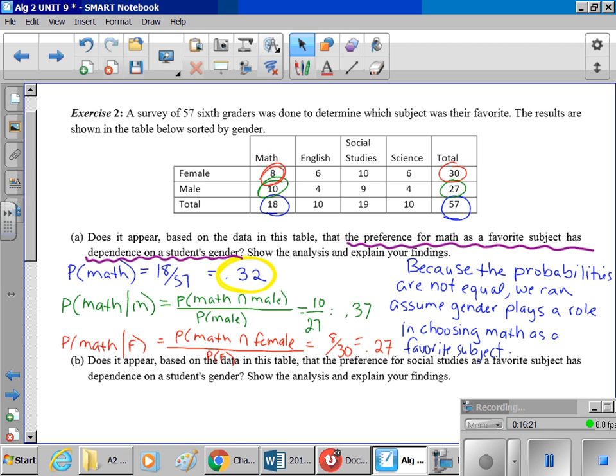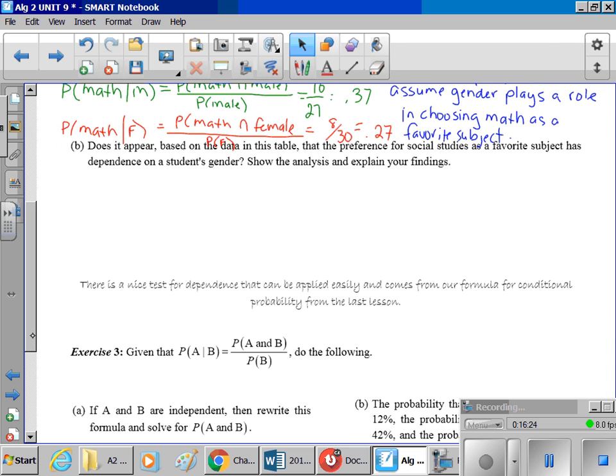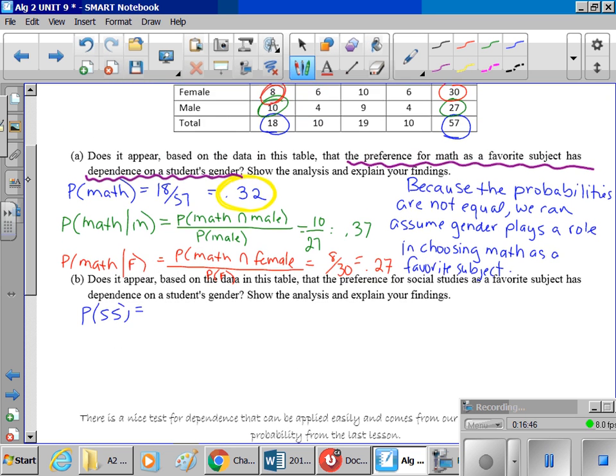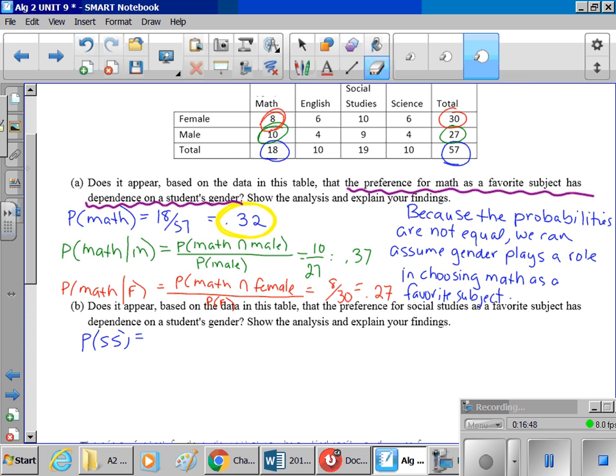All right, going down to B. Does it appear, based on the data in this table, that the preference for social studies as a favorite subject is dependent on a student's gender? So we're going to do exactly the same thing here. The first thing we're going to do is, what is the probability of just social studies? Social studies is just going across. Let's erase this. So the probability of just social studies is 19 over 57.